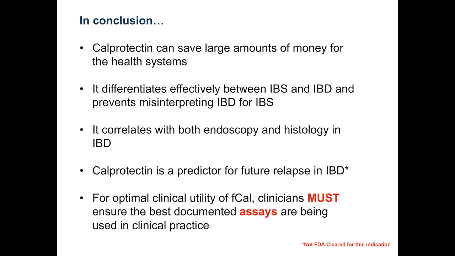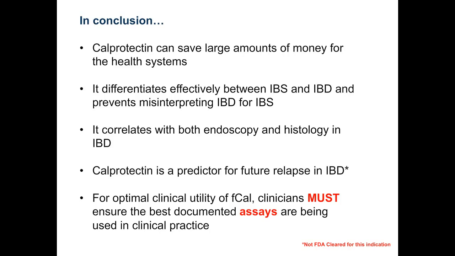We're talking billions. So in conclusion, calprotectin can save large amounts of money for the health system. It differentiates effectively between IBS, irritable bowel syndrome, and IBD, inflammatory bowel disease, and prevents misinterpreting IBD for IBS, which is very, very important. It correlates with both endoscopy and histology in IBD. It's a predictor of future relapse in IBD.